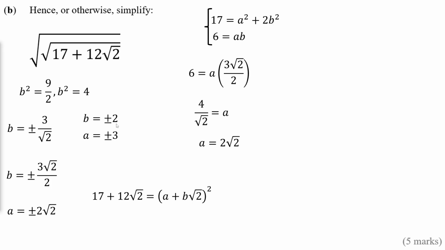That's what I mean. Either one will give you the exact same answer. I'm just going to pick positive 3 and then 2, because they're simple numbers. You could pick these two if you wanted to. You could even pick the negative versions of them. It makes no difference whatsoever. I'll just pick a equals 3, b equals 2.